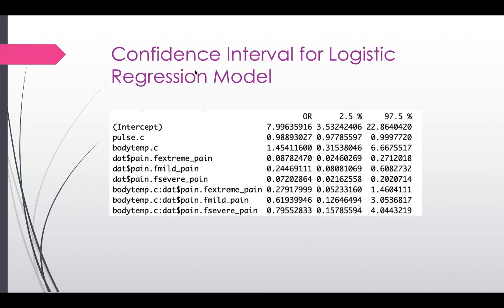So moving forward real quick, also we can use confidence intervals to test for significance. So this is the confidence interval for the logistic regression model, and we really want to exclude 1 from the interval to reach significance. So we can see that we're missing a 1 in just about everything except in intercept, pulse, extreme pain, mild pain, and severe pain, which falls pretty nicely with what we found in our regression output.